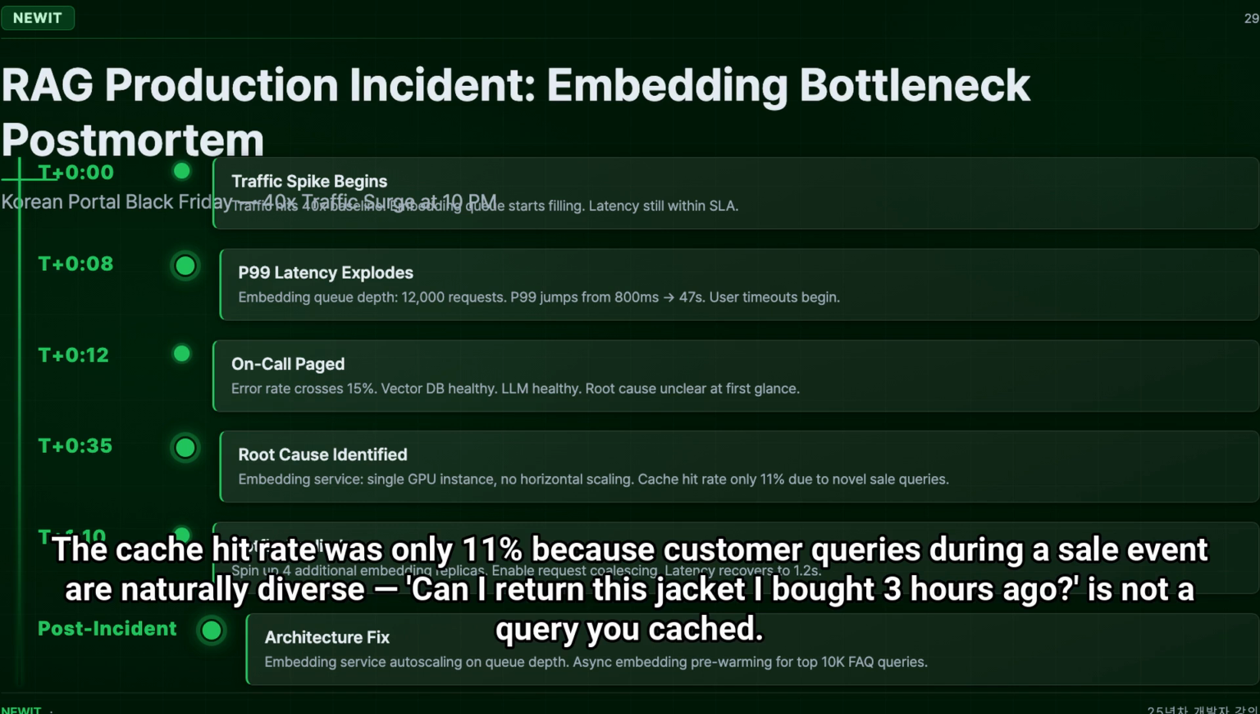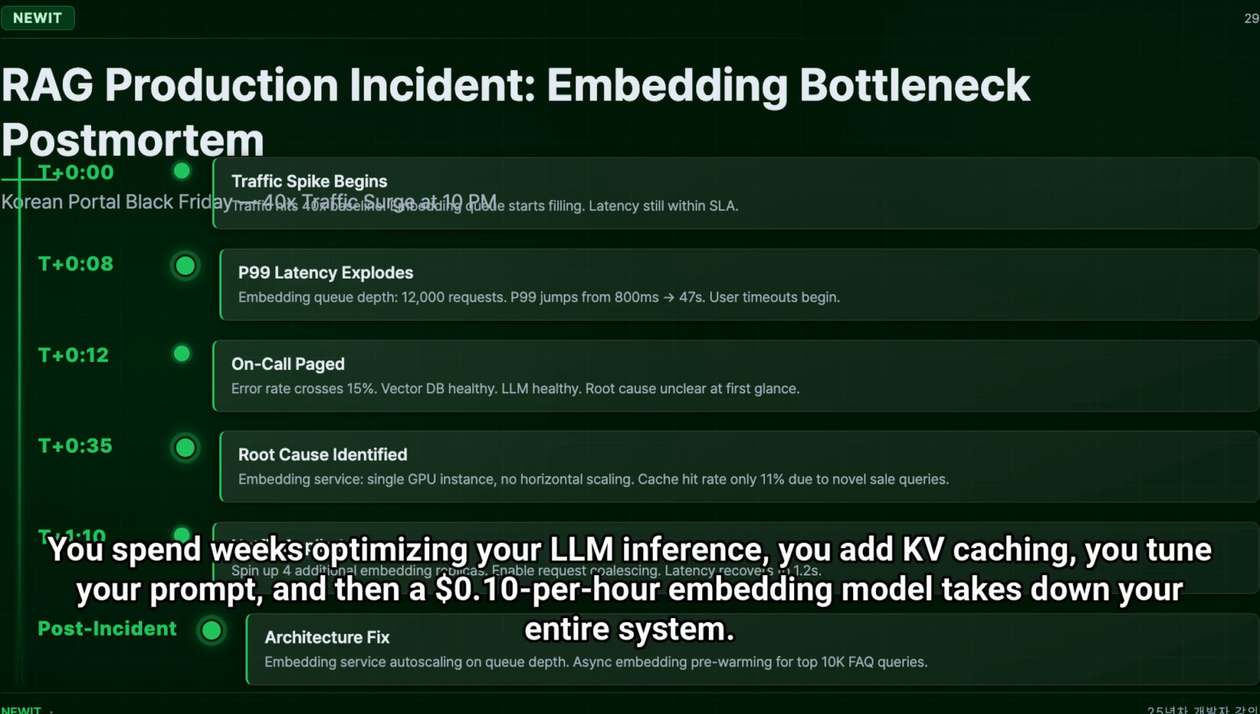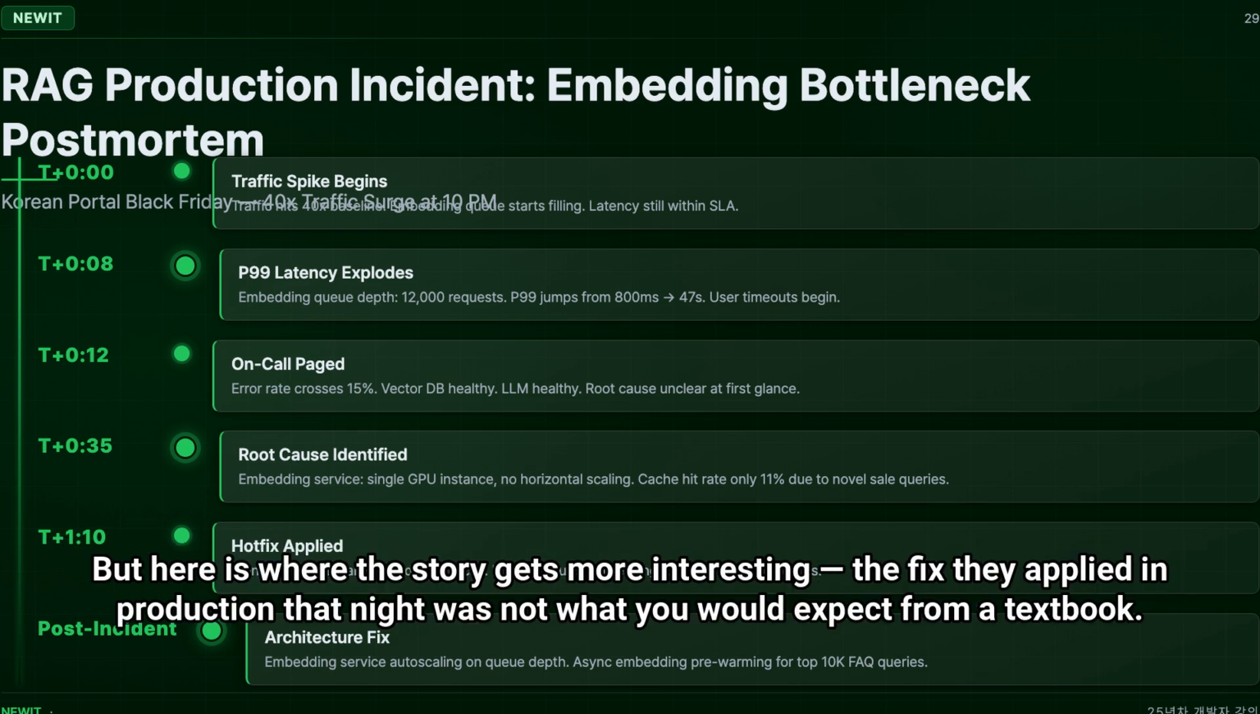The cache hit rate was only 11%. Because customer queries during a sale event are naturally diverse, "Can I return this jacket I bought 3 hours ago?" is not a query you cached. This is what I call the embedding bottleneck trap. You spend weeks optimizing your LLM inference, you add KV caching, you tune your prompt, and then an underscaled embedding model takes down your entire system.